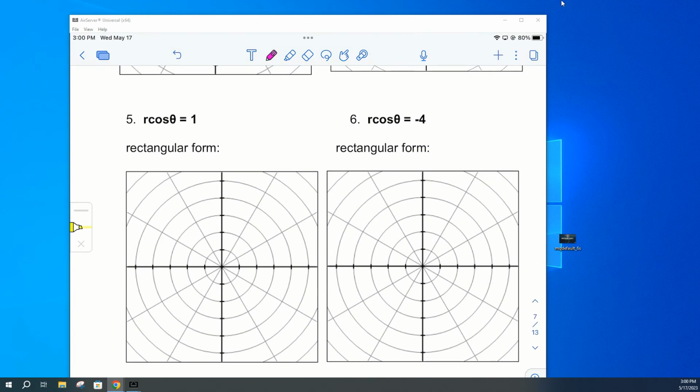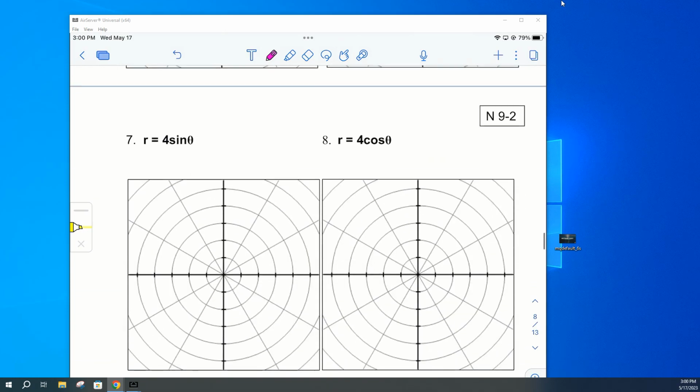Now what about r cosine theta equals 1? Oh, you know that. That's going to be x equals 1. So you come to 1 and you just draw a vertical line like so. r cosine theta equals -4. There's the rectangular form. 1, 2, 3, 4. And you're drawing this. Too easy, too easy.